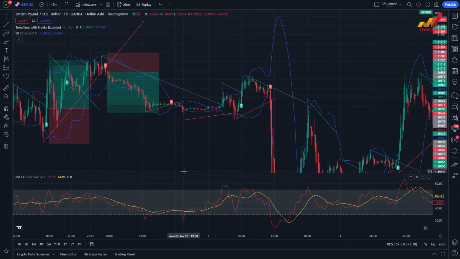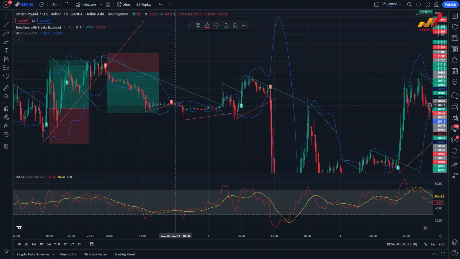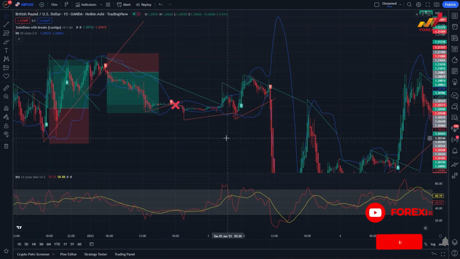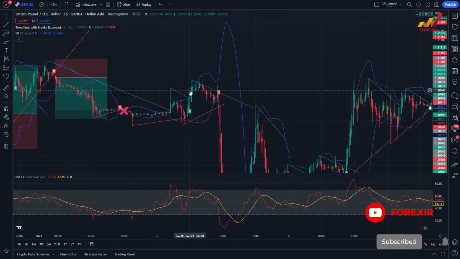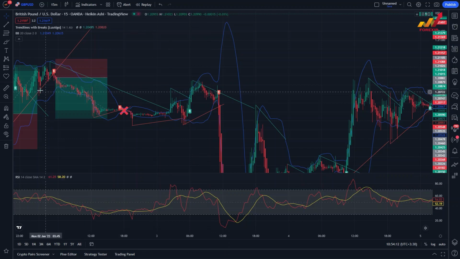Here the price is in the oversold zone and we ignore this signal. Here the price is in the overbought zone and we ignore this signal.